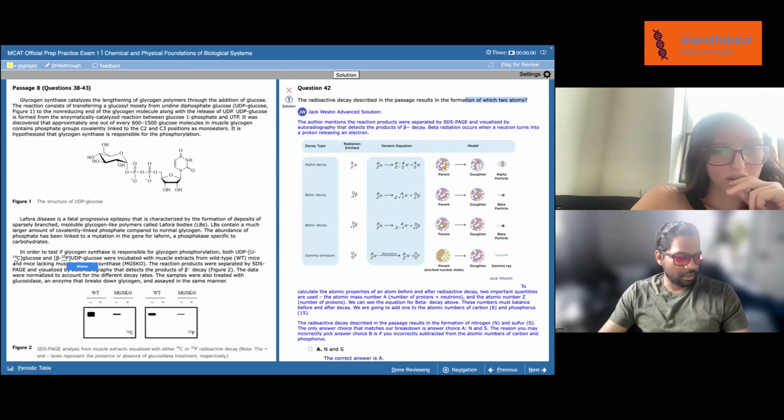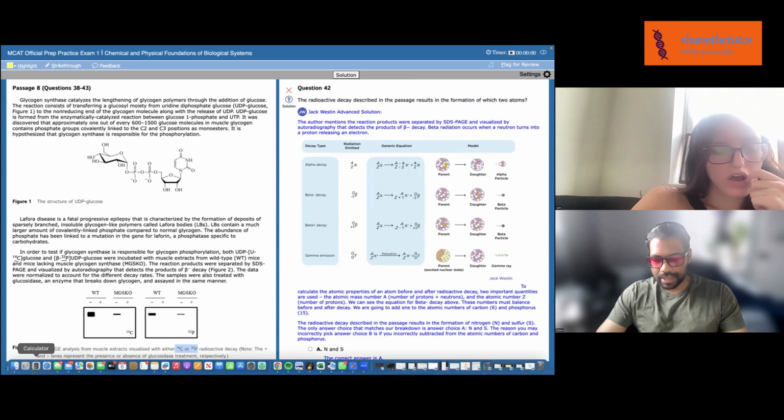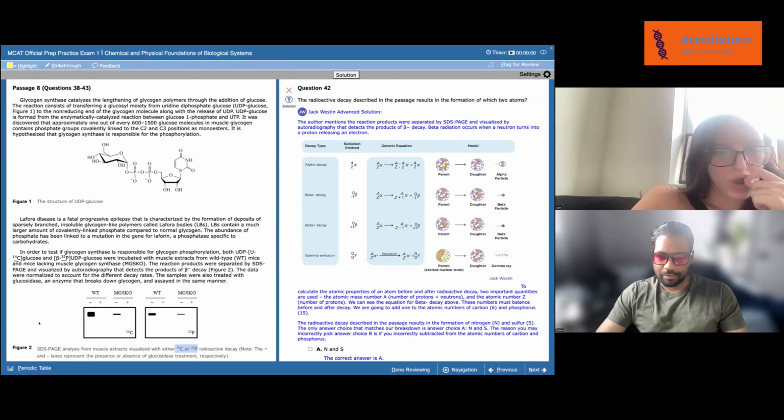So these are the radioactive labels. Okay. And if these undergo radioactive decay, it's asking what would they form? Because if an atom undergoes radioactive decay, it changes the identity of that atom, right? Right. So it's carbon and phosphorus as the radioactive ones. Yep.